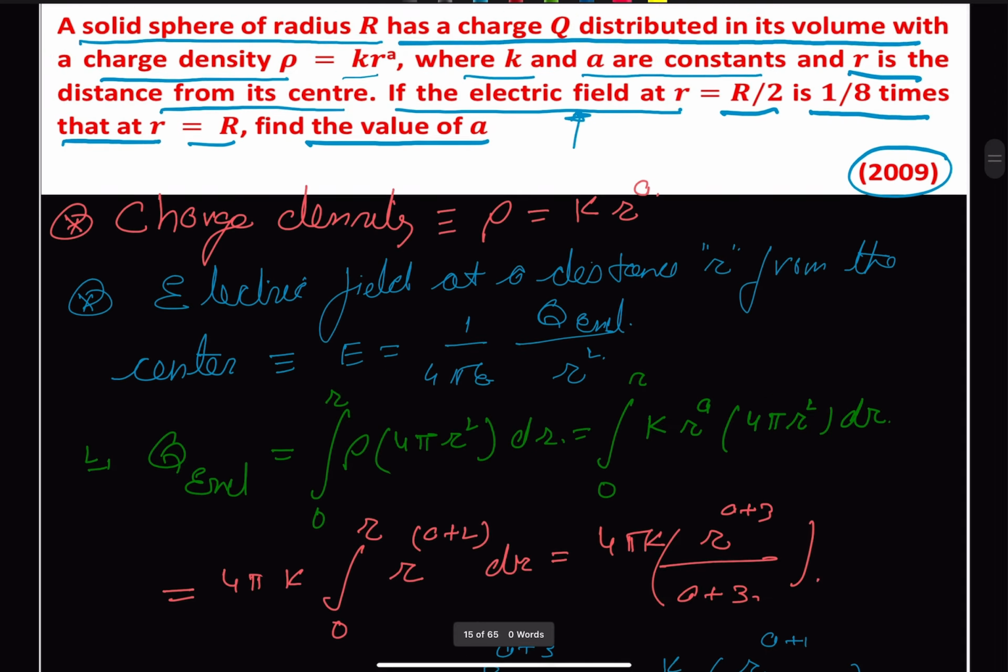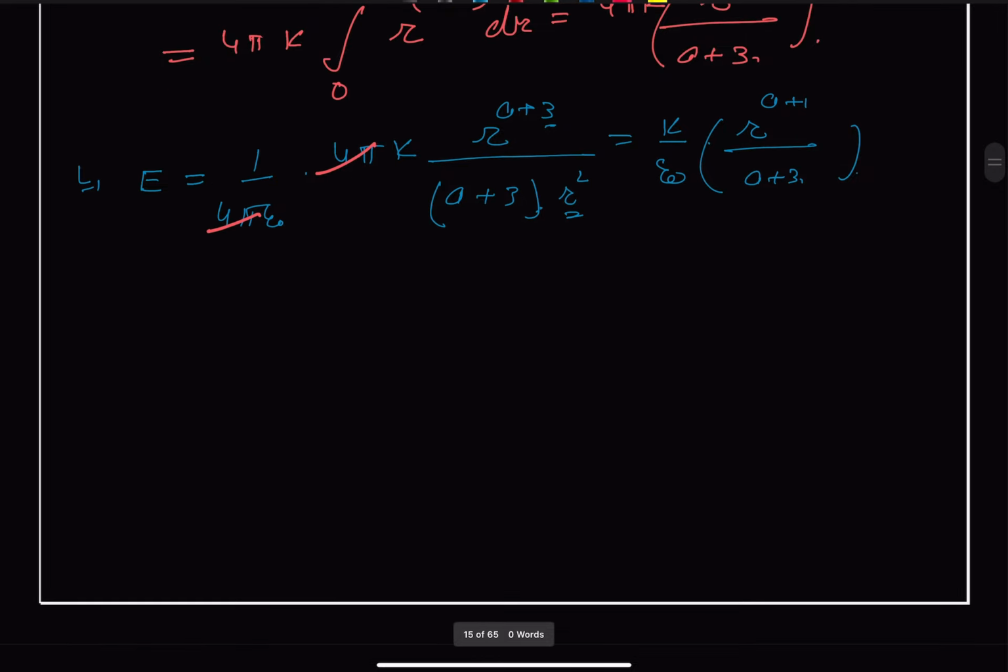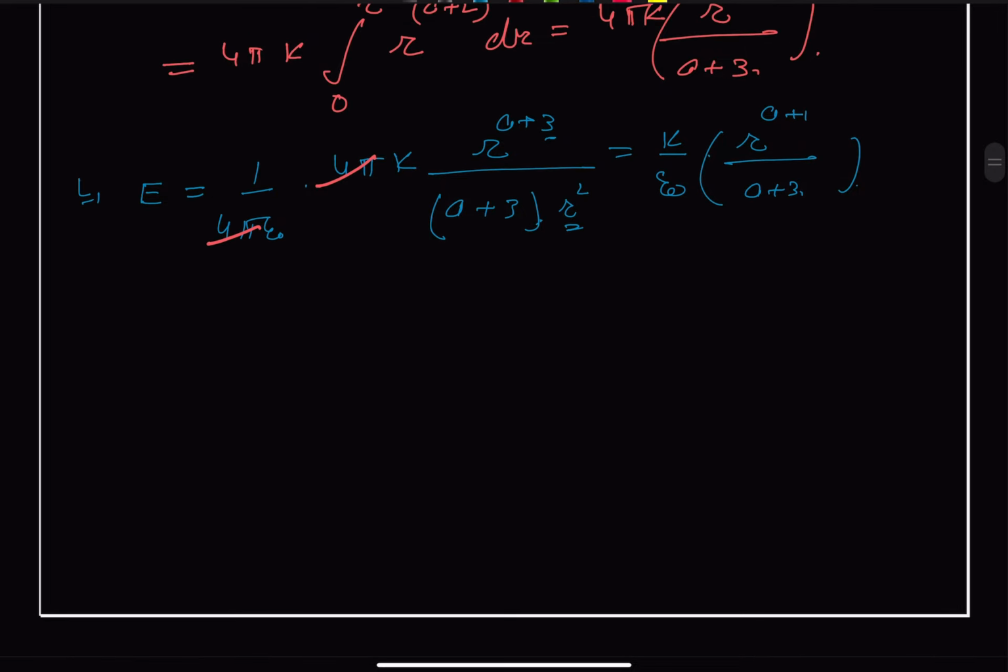And we are given that the electric field at a distance of r equal to R by 2 is 1/8 of that at r equal to capital R. So we are going to find the electric field at this particular point. You can see the electric field at small r equal to capital R by 2 gives us k upon epsilon naught, and we simply substitute the value. We get this as (R by 2) whole raised to the power (a plus 1) divided by (a plus 3).